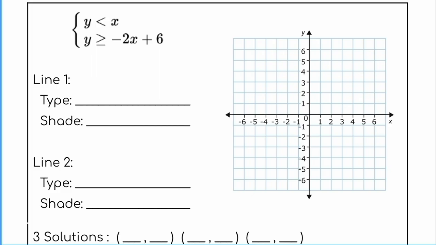Okay, remind me, when we do not have a number in front of our x for our slope, what is our slope? 1 over 1. And when we don't have a number to the right of our x for our y-intercept, what is our y-intercept? 0.